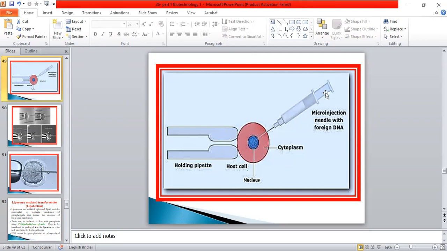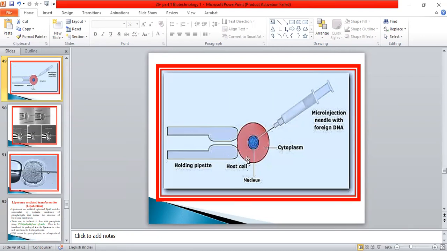This is called micro injection, loaded with the foreign DNA molecules. The needle carries the foreign DNA molecule and is exactly targeted. Here only the nucleus is targeted, not the cytoplasm. We are focused. This is the holding pipette. The cell is immobilized, and then only that cell is captured, all held with the help of the holding pipette.